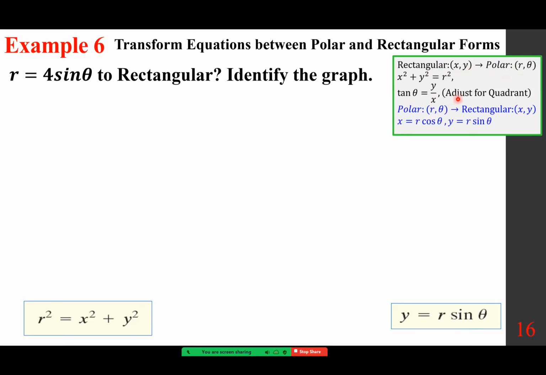Tan theta is y over x. We want to adjust for the quadrant. Polar is r comma theta; to go to rectangular x comma y, x is r cosine theta, y is r sine theta. So this is the synopsis of that, everybody.